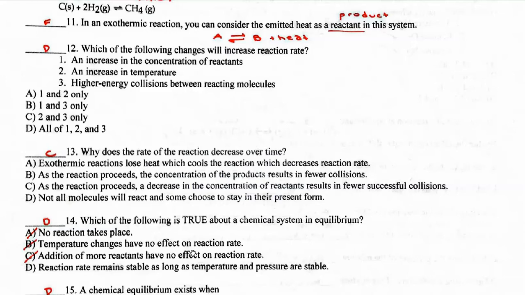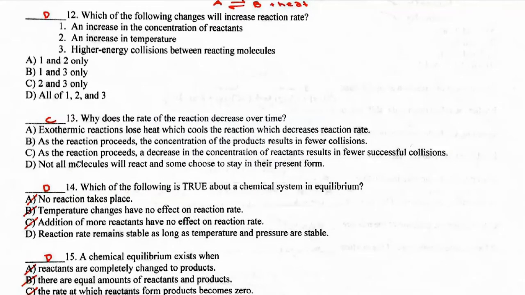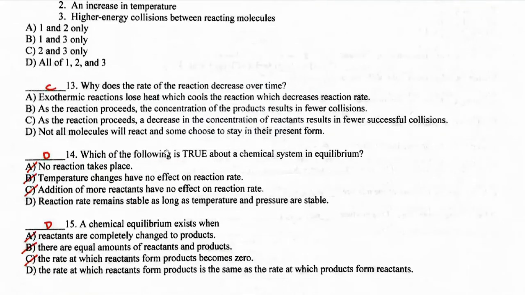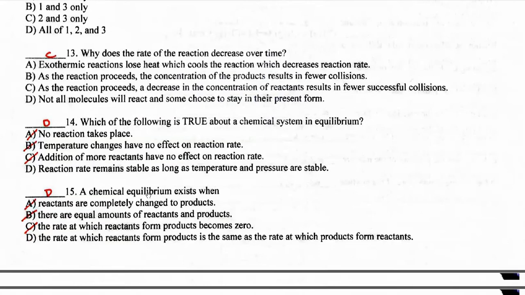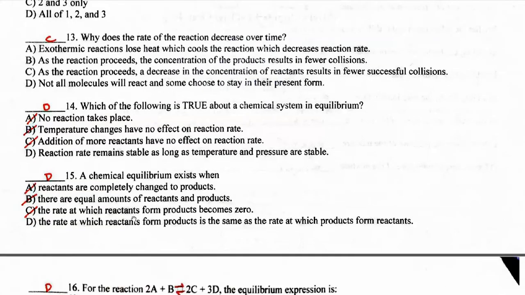For 13, the reason why reaction rate decreases over time, I've already said this, as you make more and more product, that means you have less and less reactant, which means due to the decrease in reactant concentration, you will have a slower reaction rate. Okay, so that's C. Which of the following is true about a chemical system in equilibrium? D. Okay, the reaction rate stays the same.